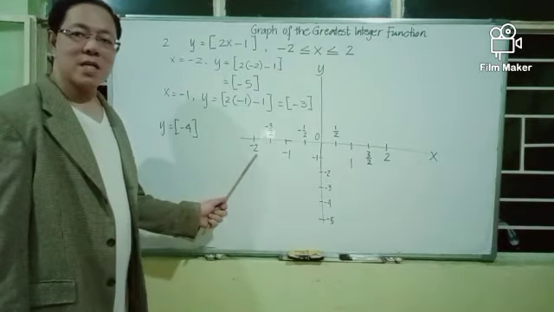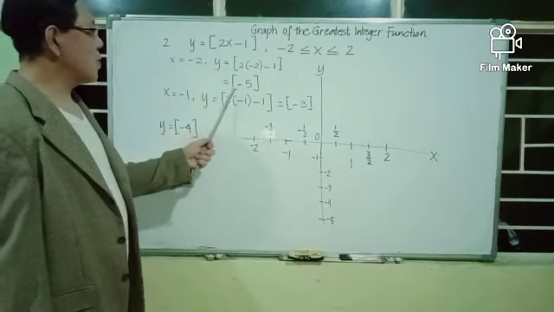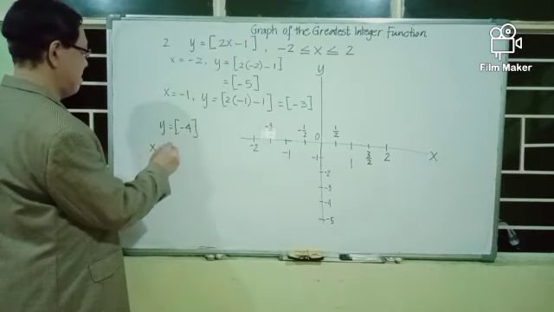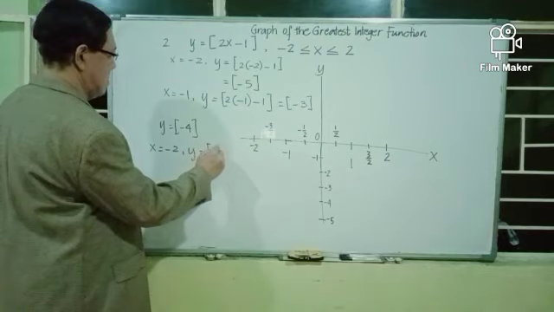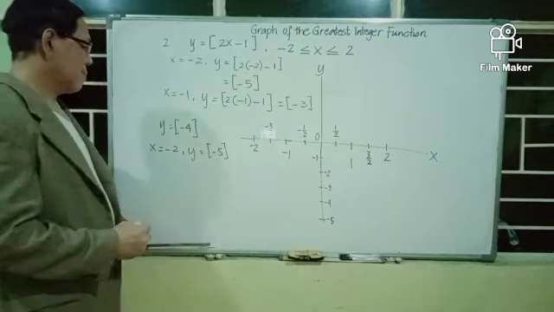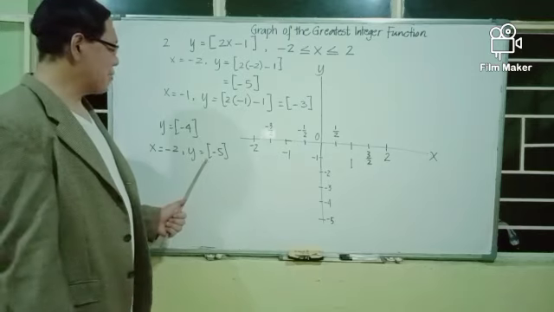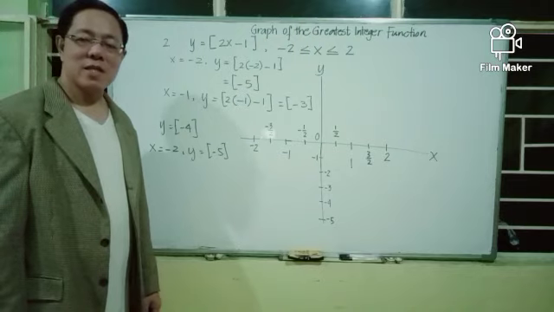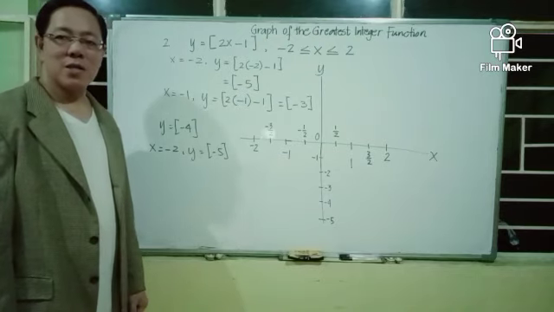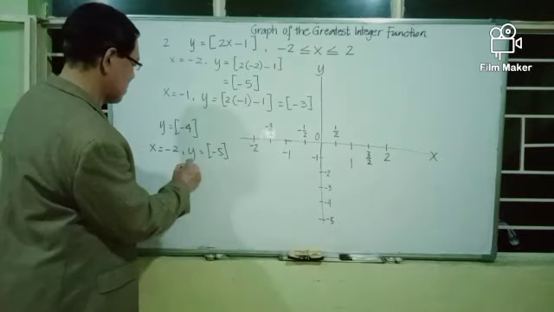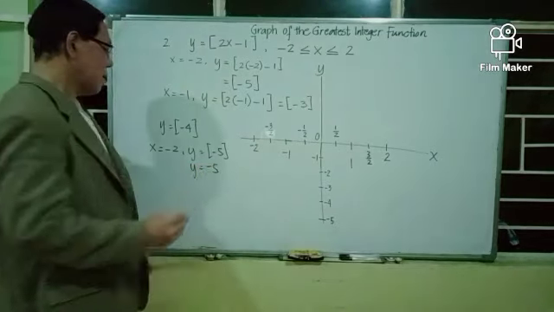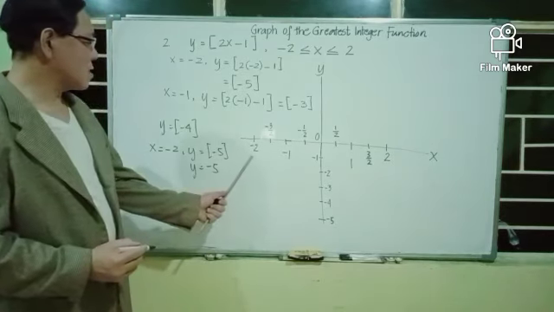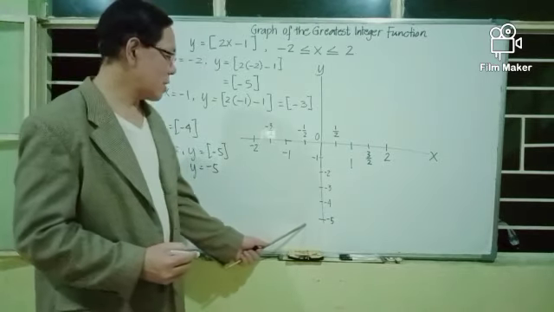Again, if x is negative 2, the value of y is the floor of negative 5. And the floor of negative 5 is the greatest integer that is less than or equal to negative 5. And that integer is negative 5. And we indicate that by a point or shaded circle in our graph. When x is negative 2, the value of y is negative 5.